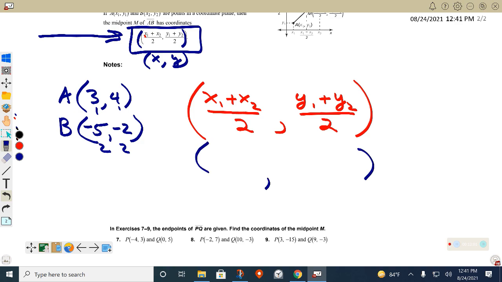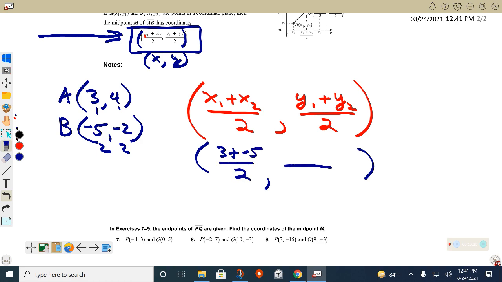X sub 1. Nice. Look, the first numbers are the x's, the second numbers are the y's. X sub 1 is 3. Look, I made it 3. So I'm going to put 3 right here. What's my x sub 2, Mr. Ariano? -5. Look, x is the first number, sub 2 is -5. So it's 3 plus -5 divided by 2.